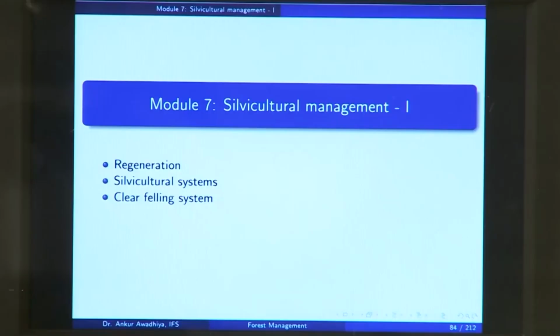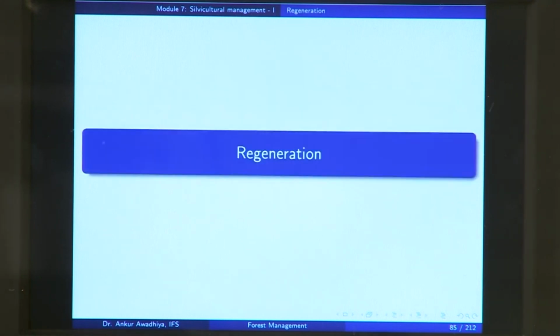Namaste. Today we begin a new module which is silvicultural management. This module has 3 lectures: regeneration, silvicultural systems and clear felling system. So, we begin with the first lecture, regeneration.